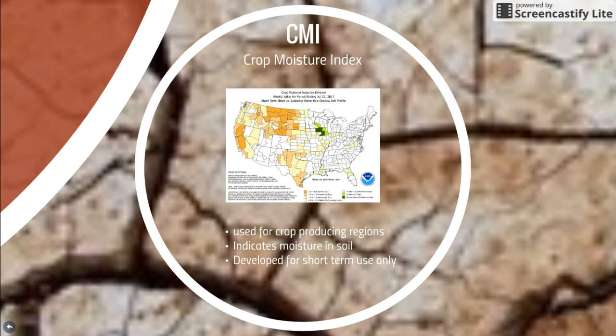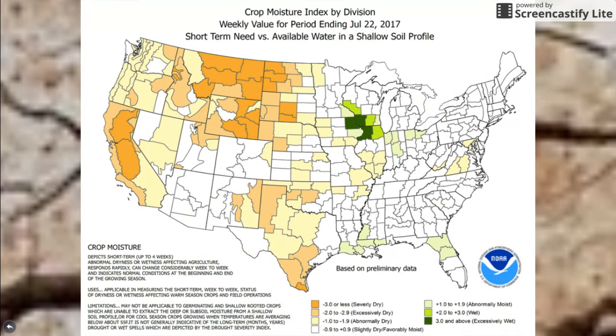Crop Moisture Index. In an attempt to better gauge short-term moisture readings in specific regions, the CMI was developed as a supplementary reading from the PDSI. The meter is meant only for current and short-term measurements of soil moisture in crop-producing regions, as you can see here.